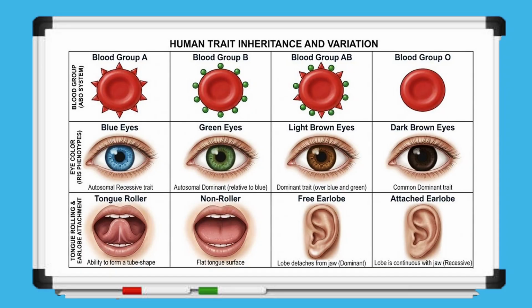It is important to note that some traits, like blood group, are controlled only by genes and show clear outcomes. However, other traits, such as eye color or tongue rolling, may be influenced by more than one gene or even slight environmental factors. This makes phenotypic variation more complex and not always a simple either-or situation.